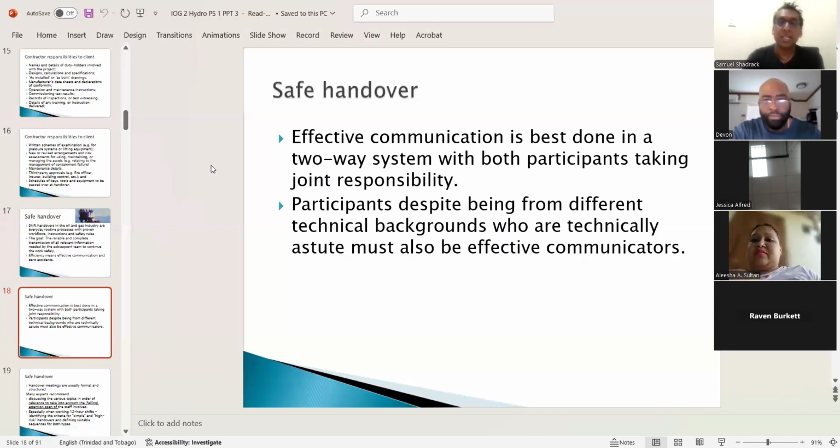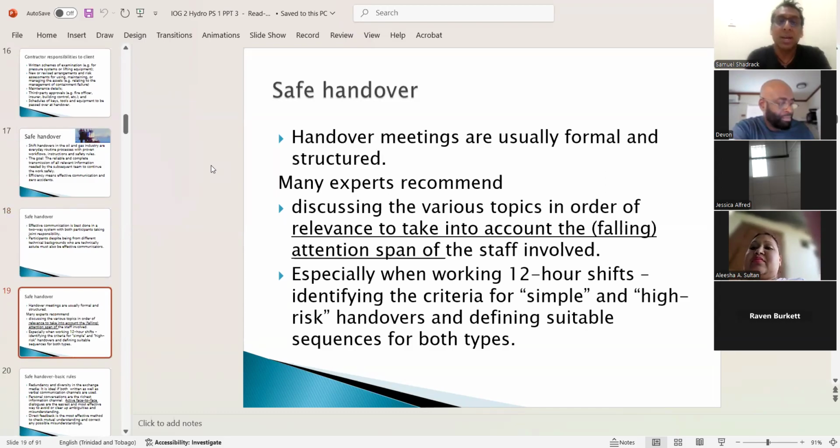Right. Effective communication is best done in a two-way system with both the incoming shift and the outgoing shift taking joint responsibility. Participants being from different technical backgrounds who are technically astute must also be effective communicators. Don't let the words worry you too much. Remember, we had to write the notes to satisfy the syllabus, right? But I'll explain everything in a bit. This is so easy, right?